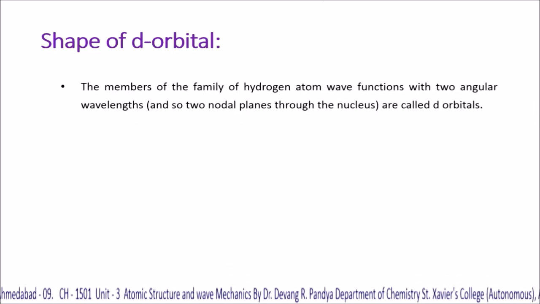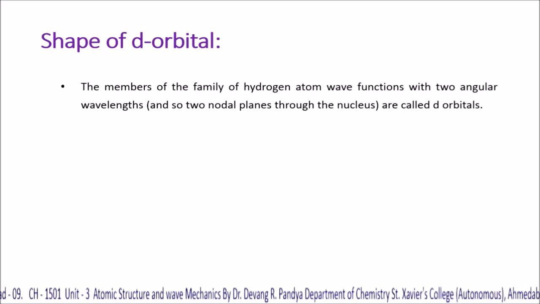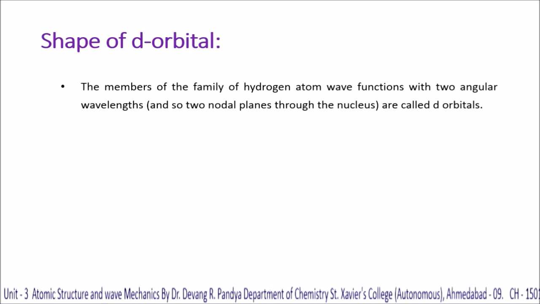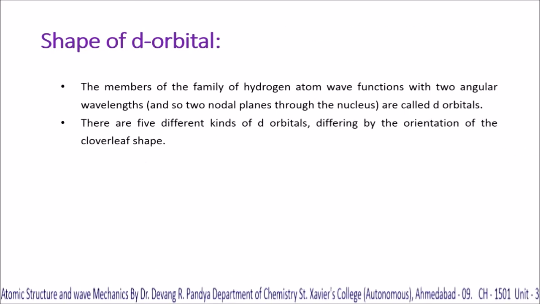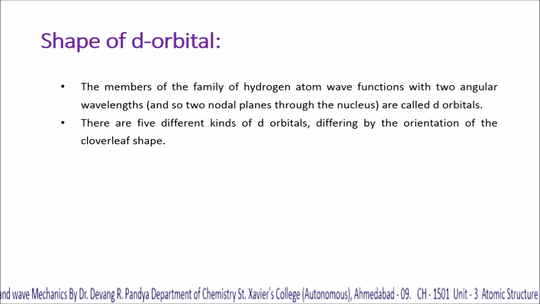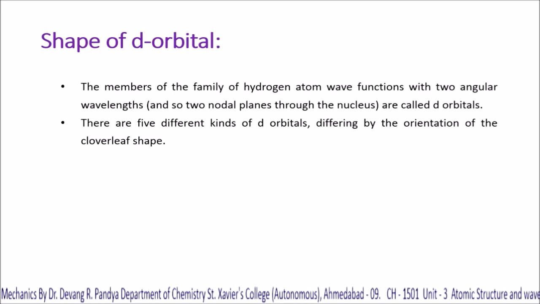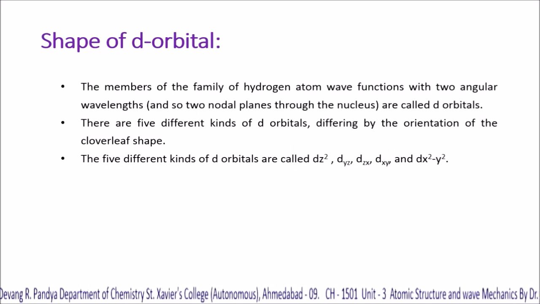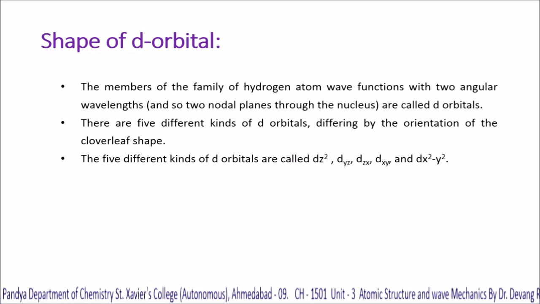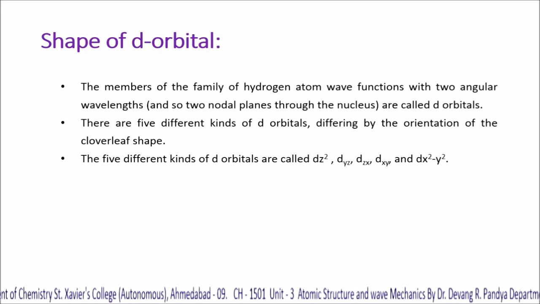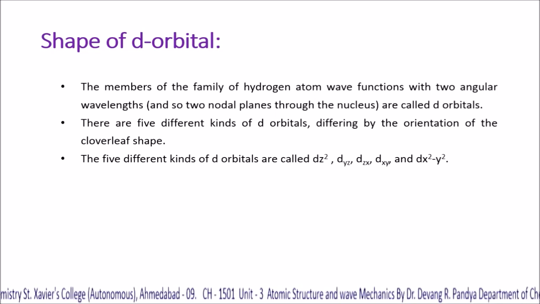Now, shape of d orbital. The family of hydrogen atom wave functions with two angular nodes, and so two nodal planes through the nucleus, are called the d orbitals. There are 5 different kinds of d orbitals differing by the orientation of the clover leaf shape. The 5 different kinds of d orbitals are called dz square, dyz, dxz, dxy and dx square minus y square.